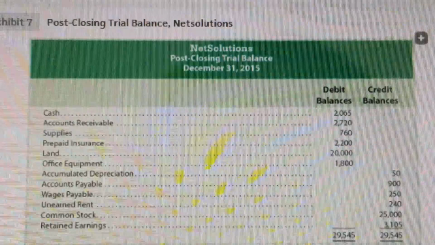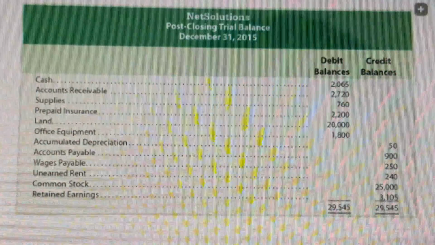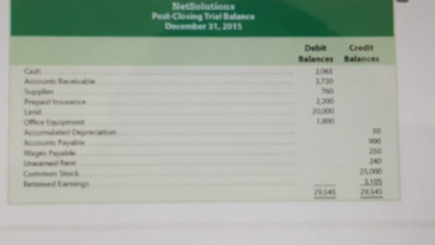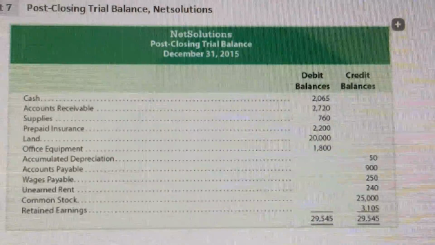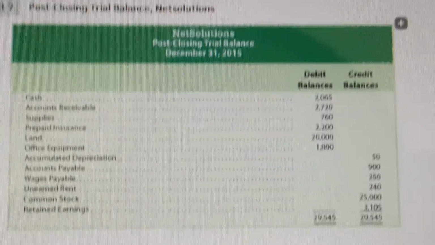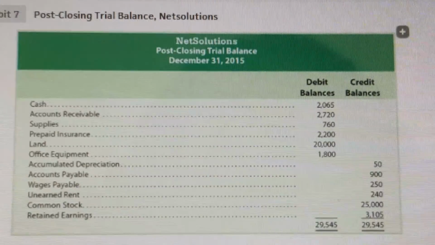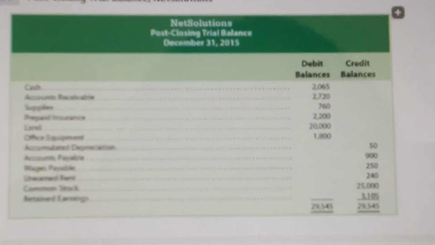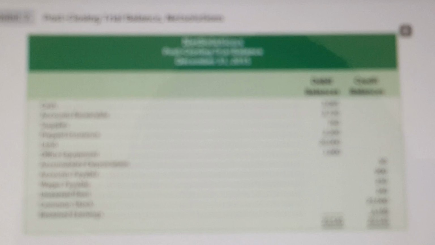Now, the post-closing trial balance has the same 3-line heading that we've come to know and love. And remember, we're going to prepare the post-closing trial balance after we record the closing entries to the general journal and post them to the general ledger. And this is to make sure that we've posted correctly, so then we prepare a post-closing trial balance. Okay? The only accounts that have balances, let's see if I can clear this up now.